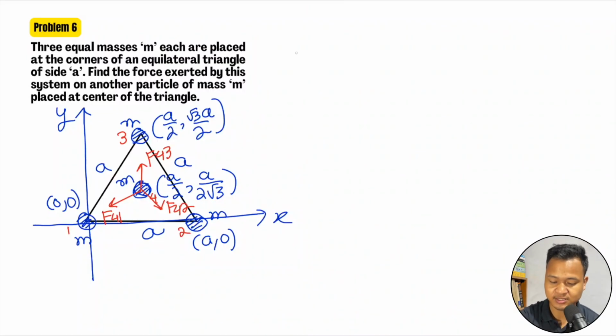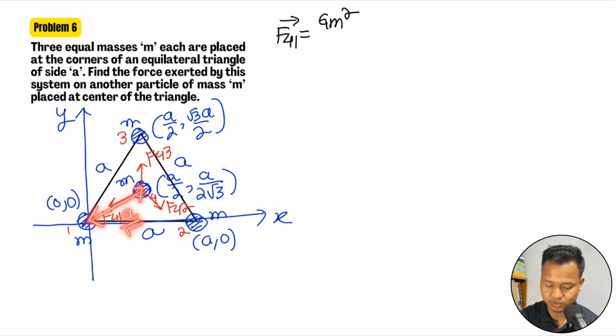Okay, so first I have to write the force on 4 due to 1. That is kq into m square divided by (a by root 3) whole square. In an equilateral triangle, the height is root 3 a by 2, so the distance is a by root 3. Okay, so remember, it is a by root 3 the whole cube.